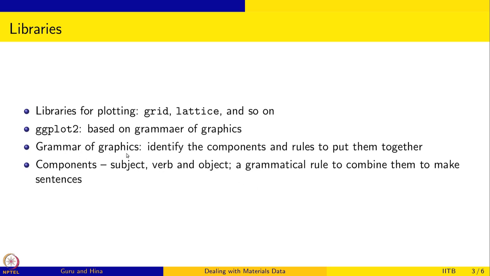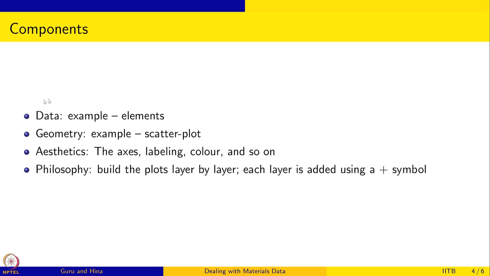So, the grammar of graphics is to identify the different components for making plots and find a way of putting them together, so that all graphs that you see or all plots that you see can be constructed using these two, namely the individual components and rules for putting them together. So, that is what this ggplot2 library is based on. It is based on the philosophy of grammar of graphics, and the components for a plot, for example, is the data. We have been working with elements, which is the data frame, so that is the data.